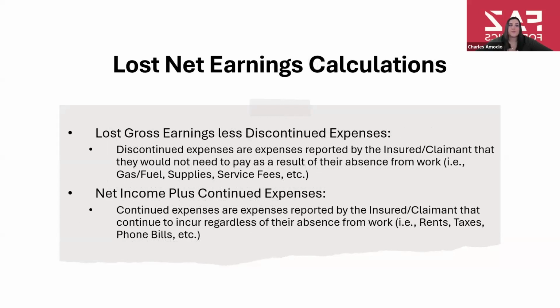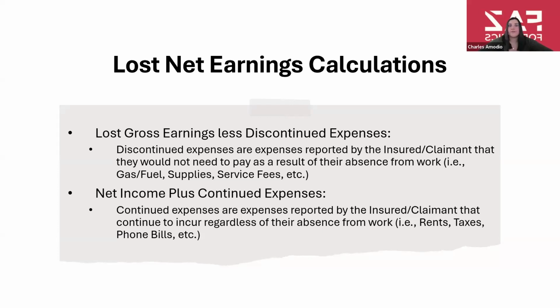So there's one of two ways we can go about this. We can take the discontinued expenses and deduct those from the lost gross earnings amount. I believe this is probably what we do 99% of the time. We take a look at the average lost gross earnings, we convert that to a daily rate, and then we take out those discontinued expenses. Which, just a little background on the discontinued expenses. These are expenses reported by the insured or the claimant that they would not need to pay as a result of their absence from work. And I think the best example of this would be gas and fuel.